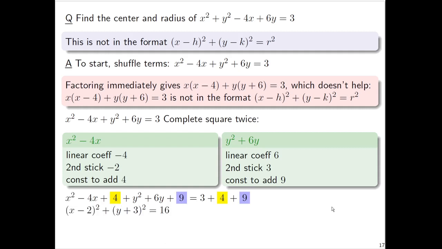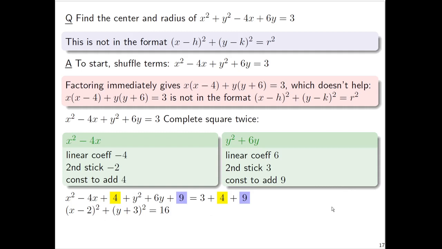Shown that in blue. Then the left side is going to factor as x minus 2 quantity squared plus y plus 3 quantity squared. And the right side is going to be, well, 3 plus 4 plus 9 is 16. Now, there's no need to square root both sides or anything like that. We've talked through that. Very common error.